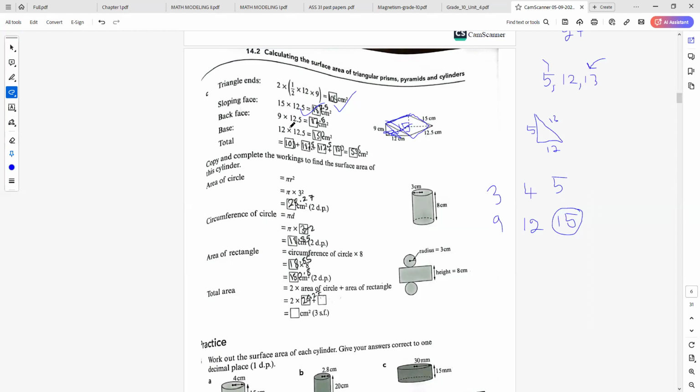Now, that is also found. Then this side, the base, 12 into 12.5. Then we have to sum all these values to find out the total surface area. Now, copy and complete working to find the surface area of the cylinder.